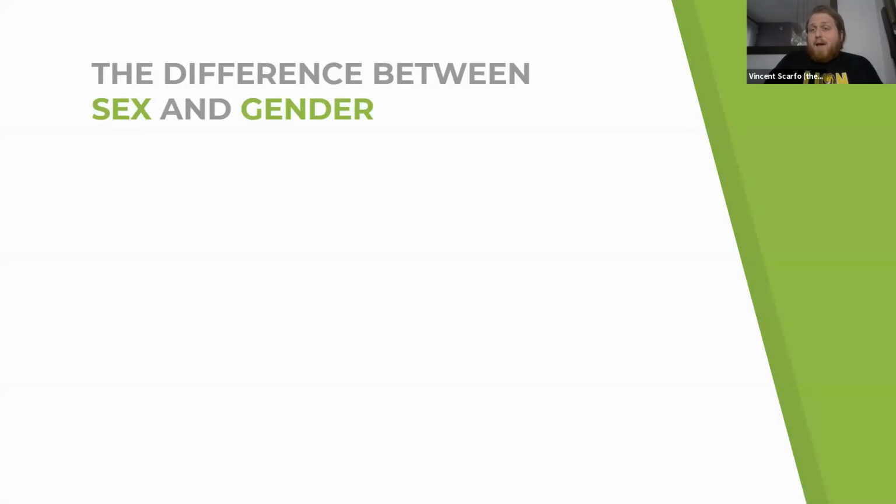So let's talk a little bit about the difference between biological sex and gender. When we talk about biological sex, we're actually talking about a bunch of different factors, and not all of them are necessarily used by doctors when determining an infant's gender at birth, or biological sex at birth. So when we talk about biological sex, we're talking about a few things.